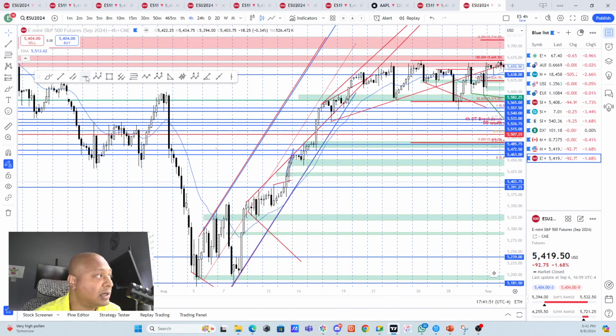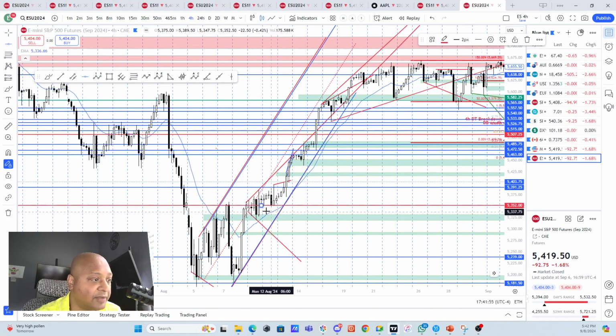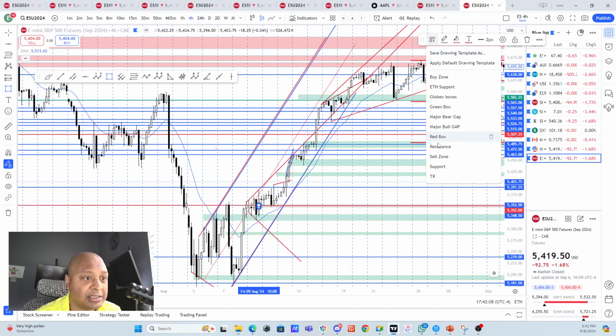Even prior to that, now that we are at these levels, I would like to mark this 5352 level as well, which has worked as a pretty good area of support. And even then, it will not be that exact line. I would actually like to keep this box here and mark this as a buy zone.